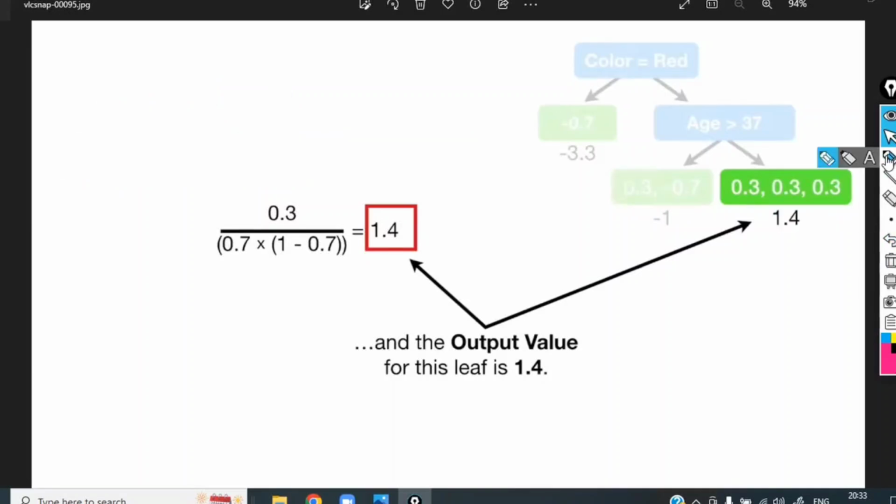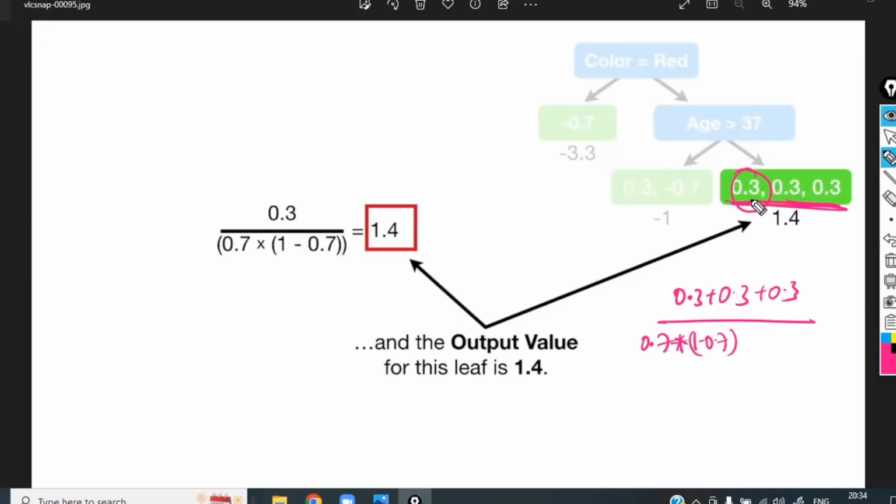Denominator. So for example, once again I am explaining. For this one, the sum of the residuals is 0.3 plus 0.3 plus 0.3. For the record with 0.3, the previous probability is there, right? Whatever the record of 0.3 is there, what is the previous probability? 0.7 is the previous probability for this record. For that record only, you have to write 0.7 into 1 minus 0.7. This record is completed. Second record: what is the previous probability? 0.7 is the previous probability.